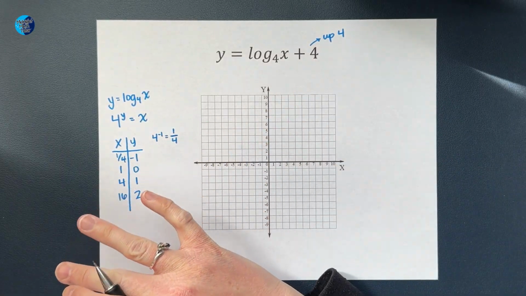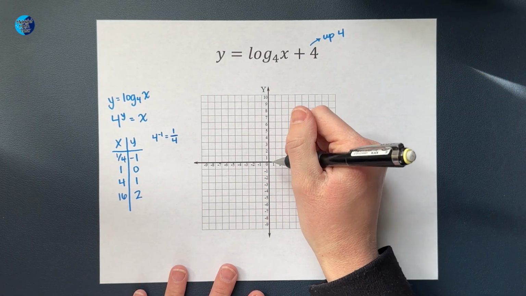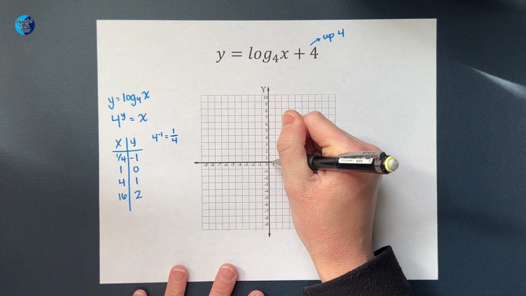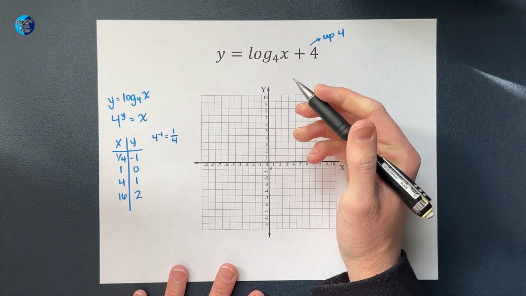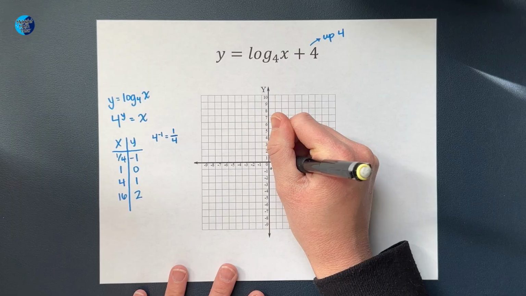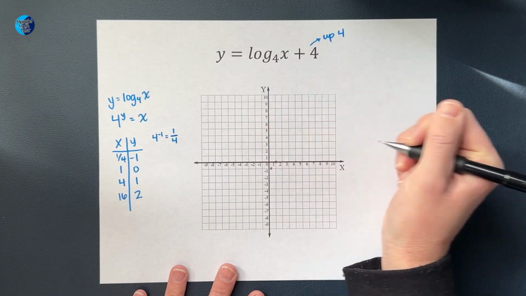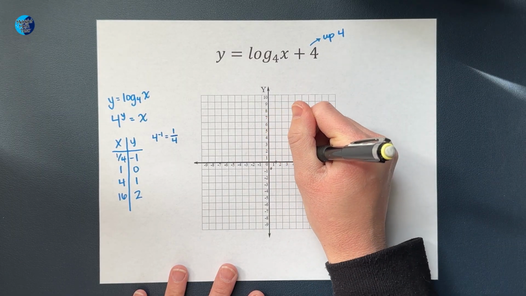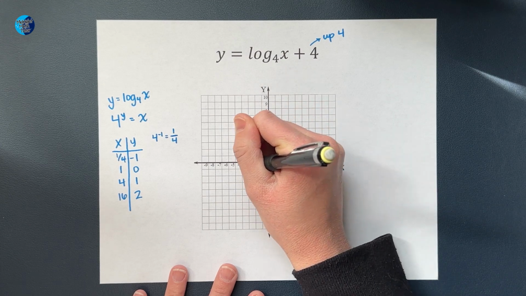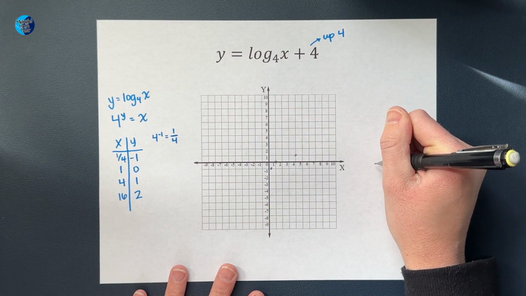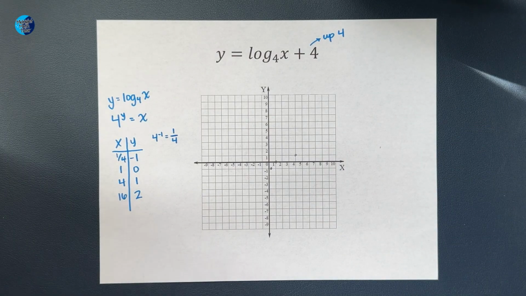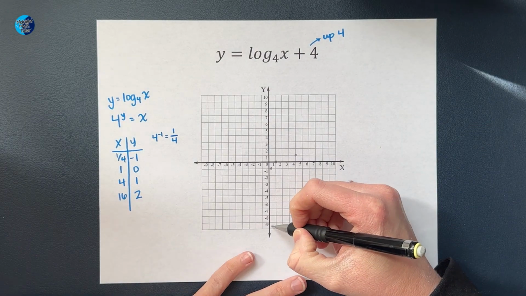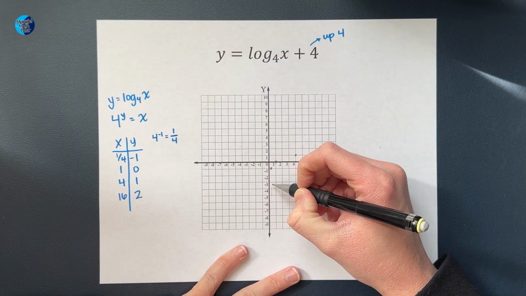Remember, these graphs do not have to be perfect. So just kind of guess about where 1/4 is and go down 1. There's 1 point. Then I've got 1, 0, which is right here. 4, 1. And 16, 2, which is off my graph. It's going to be like, ish there, right? So that is my parent graph.